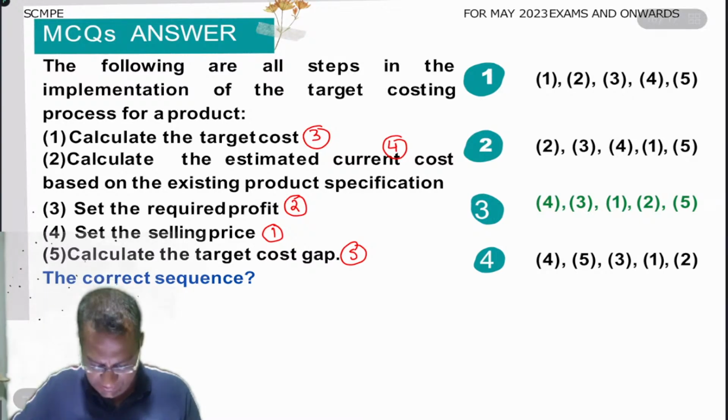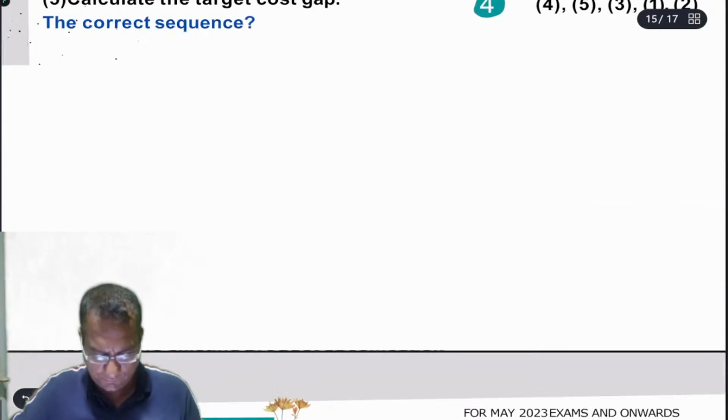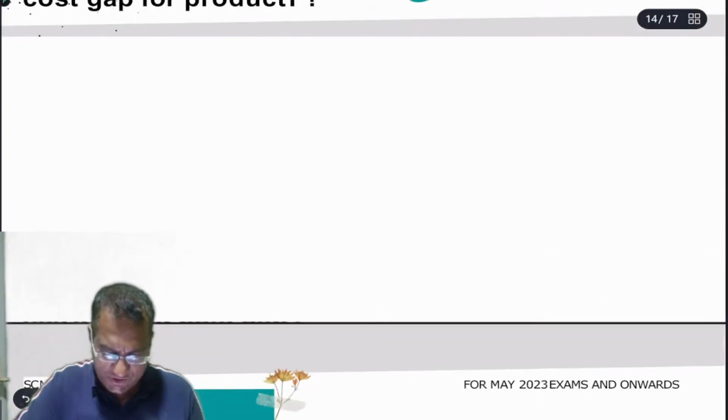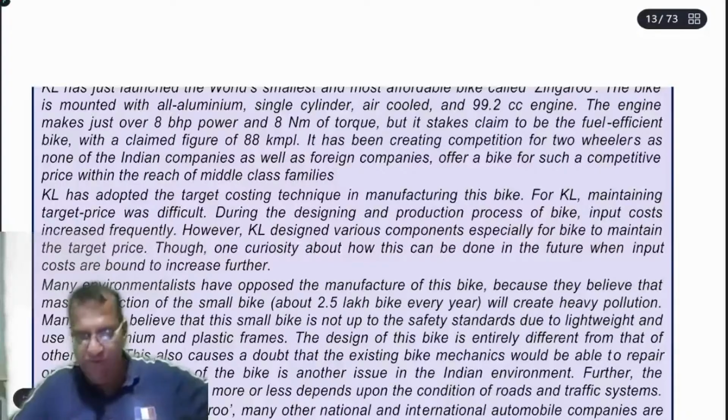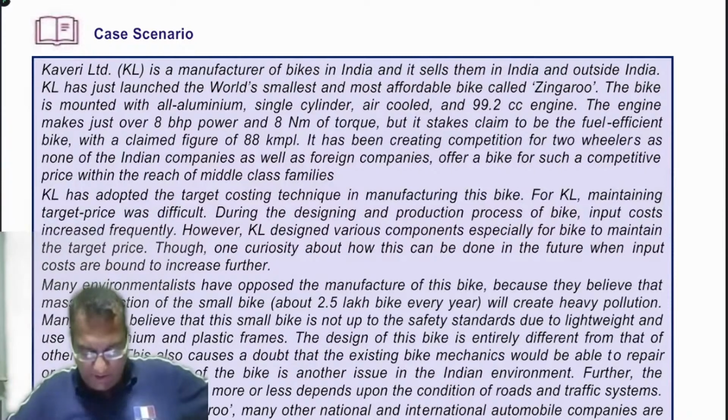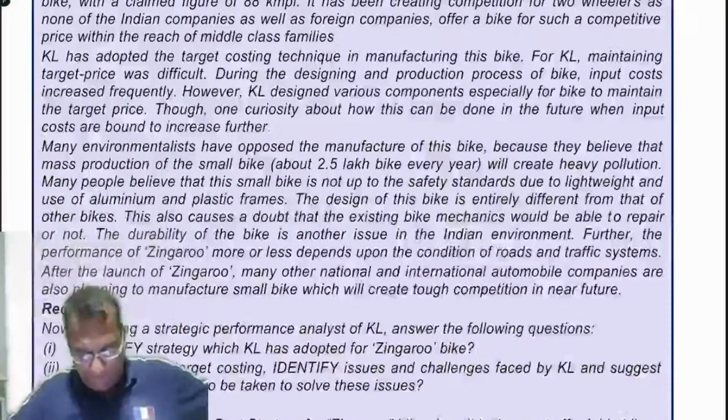Cost reduction target is also known as, in inverted commas, write target cost gap.